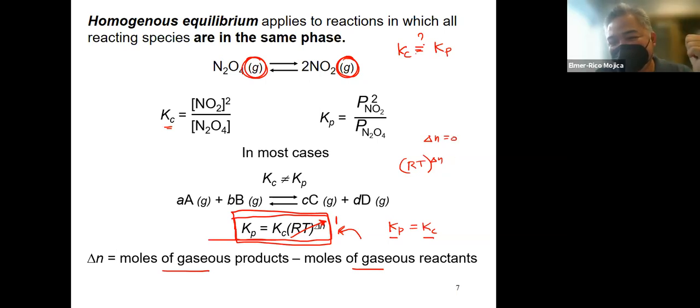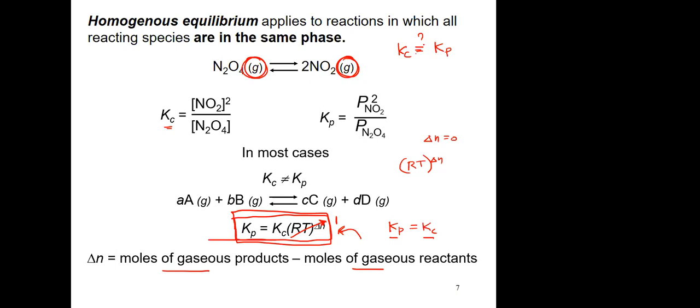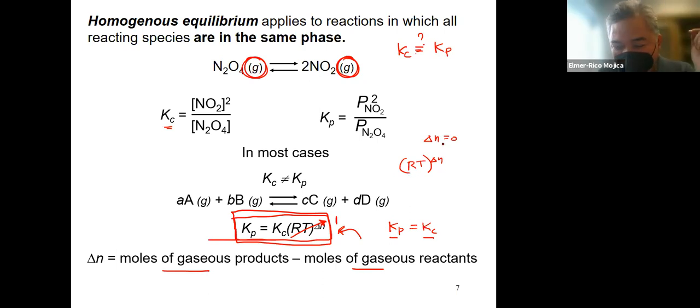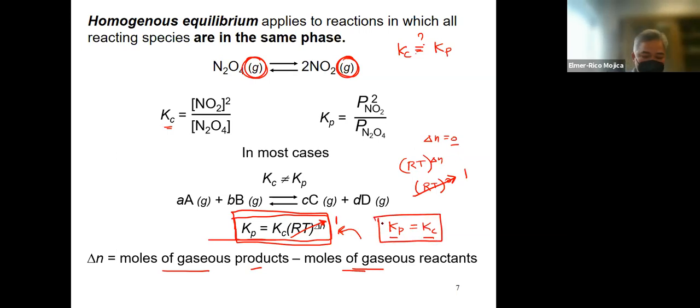Any number raised to 0 will give you what? 1. So when does delta n equal 0? When you have the same number of moles of the products as that of the reactants. So when you have the same number of moles of gaseous products and gaseous reactants on both sides, your delta n is equal to 0. And if this is equal to 0, that's just equal to 1. And in that case, Kp will be equal to Kc.